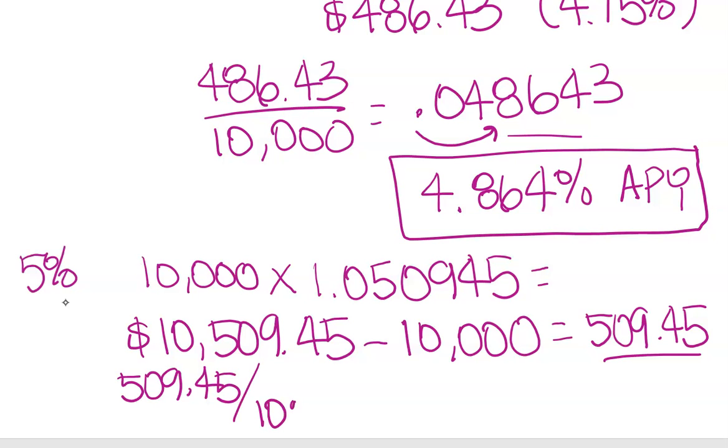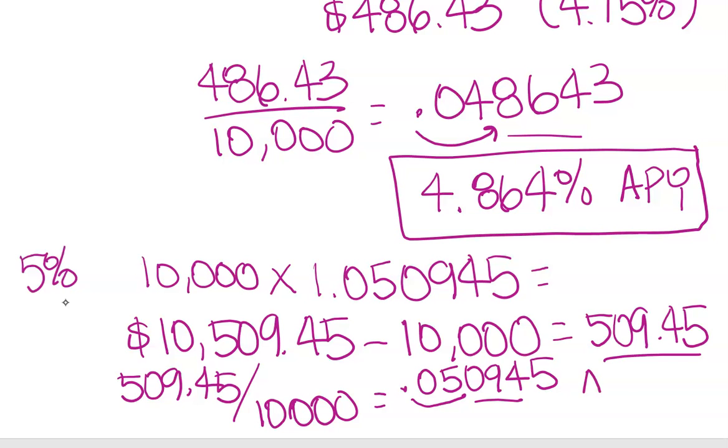And then to find out the APR, we take $509.45 divided by 10,000. And our APR this time, calculator value, 0.050945. We multiply it by 100 and then take 3 places. So the APY of this investment would be 5.095.